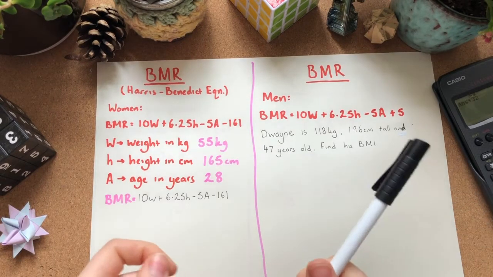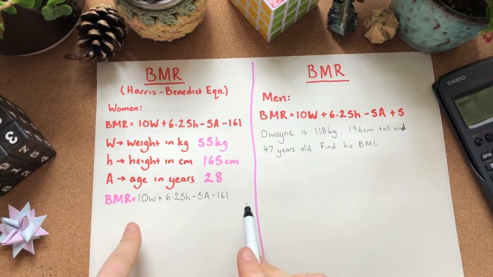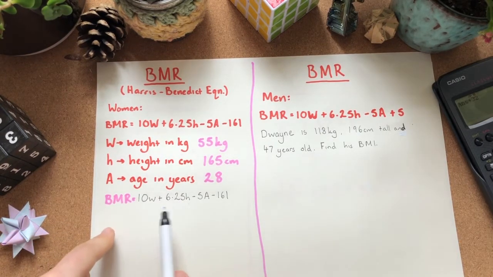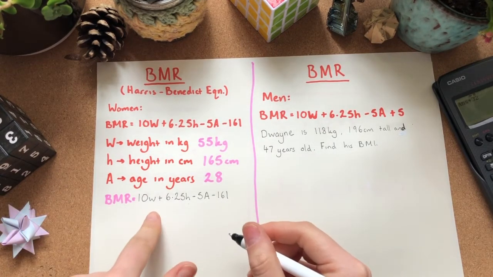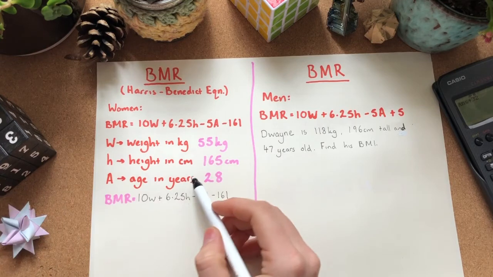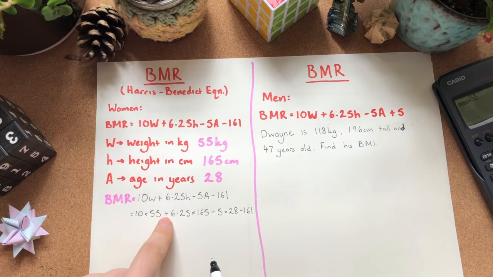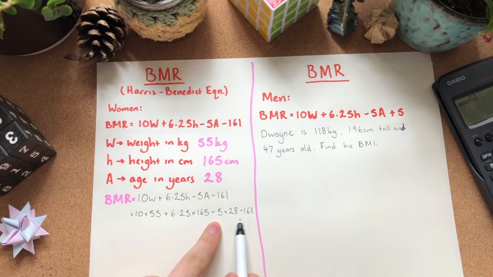I've swapped pens because I'm sensing that there might be a space issue if I keep writing with the Sharpie for this long formula, so hopefully you can still see this thinner pen. I always really like to write the formula out again, because when I'm working through substitution, I want to know where it started. So I've got my formula again, and I'm just going to take each thing out individually and replace it with the numbers. First of all, my weight, W, is going to come out, and in its place is going to go 55. So I'm going to end up with 10 times 55 plus 6.25 times 165, remembering that if you've got a letter and a number right next to each other, that is a multiply, minus 5 times 28 minus 161.